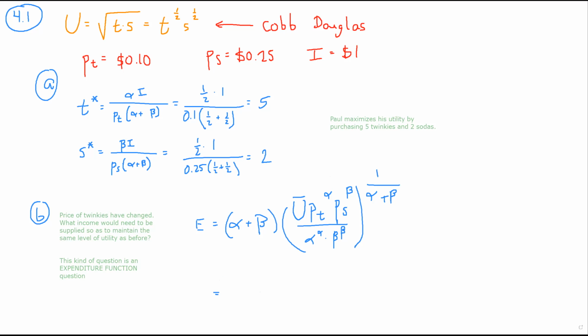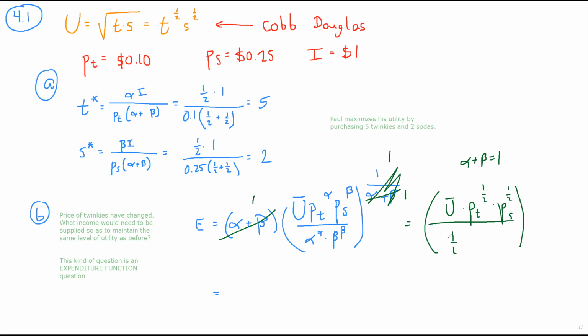Actually, to make your life a little easier, I'm going to undo a few things. Rather than deal with this strange power of 1 over alpha plus beta, in our case, alpha plus beta is 1, right? 1/2 plus 1/2 gives us 1. So this is 1, this is 1. That means this entire power is 1. So really a lot reduces to just whatever u bar is when we figure that out, times price of t to the 1/2 times price of s to the 1/2 divided by 1/2 to the 1/2 times another 1/2 to the 1/2. A lot of halves flying around here.